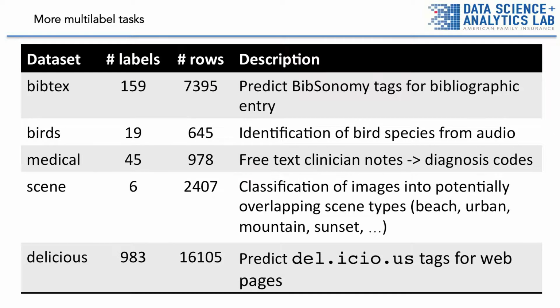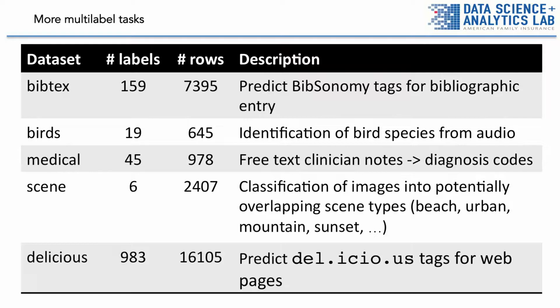And once you start looking for these kind of multi-label tasks, it seems like they crop up all over. So here are some examples of multi-label datasets that are out there in the public domain. You can go to various repositories and download them. A couple of these, BibTeX and Delicious, have to do with semantic tags that users have assigned, in the case of BibTeX, to bibliographic entries, in the case of Delicious, to web pages.